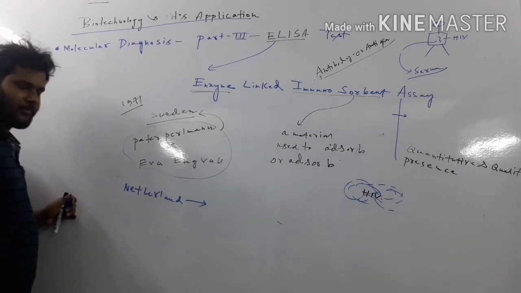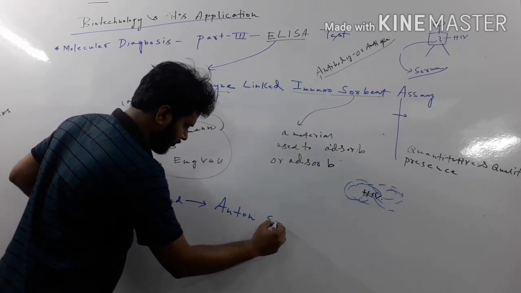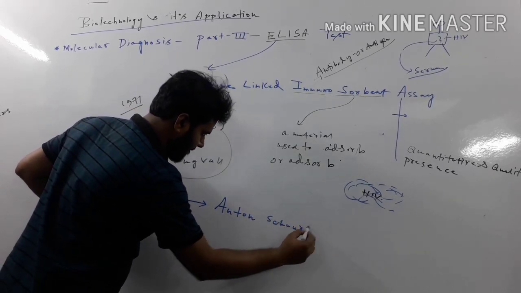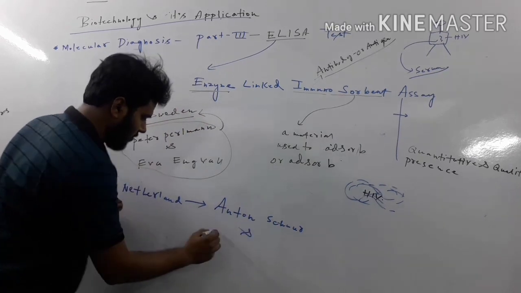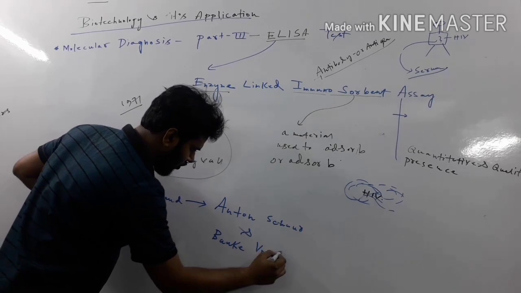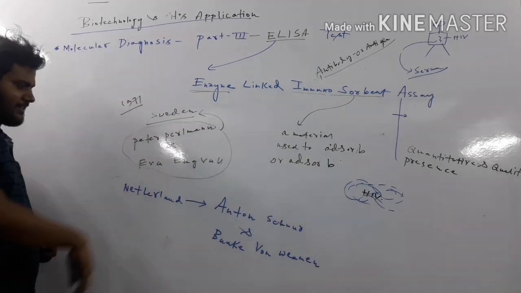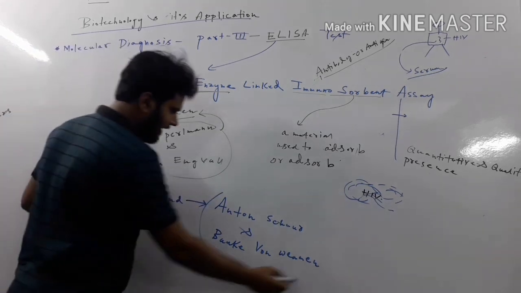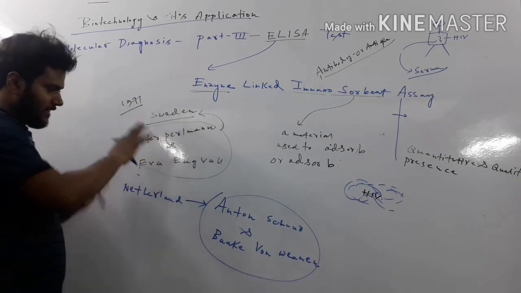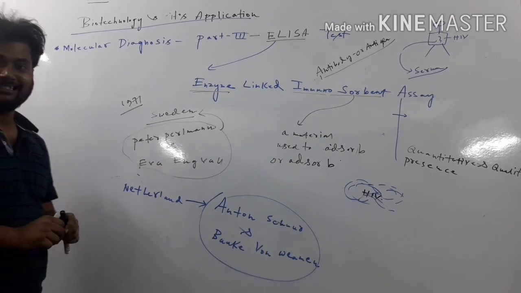Anton Schuurs and Bauke van Weemen. So these four scientists, these two jointly and these two separately, are credited for the development of the ELISA technique.